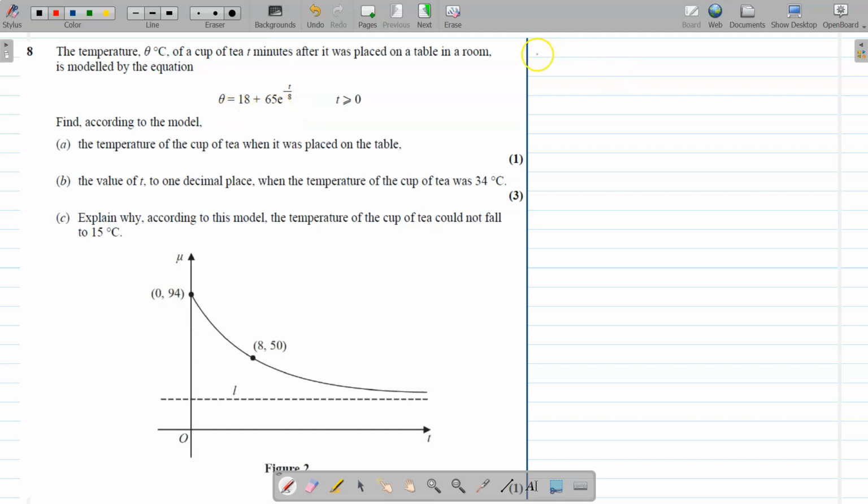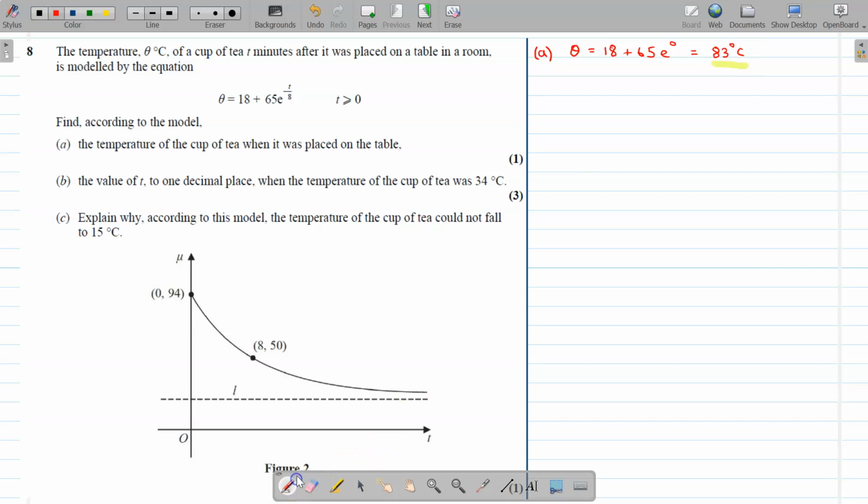Okay, so in question A we have to find the temperature of the cup of tea when it was placed on the table. In other words, when t equals 0. So theta would simply be 18 plus 65 times e to the power of 0. Well, e to the power of 0 is 1, so that's simply going to be 83 degrees C. So it's a really easy question to start, just for 1 mark.